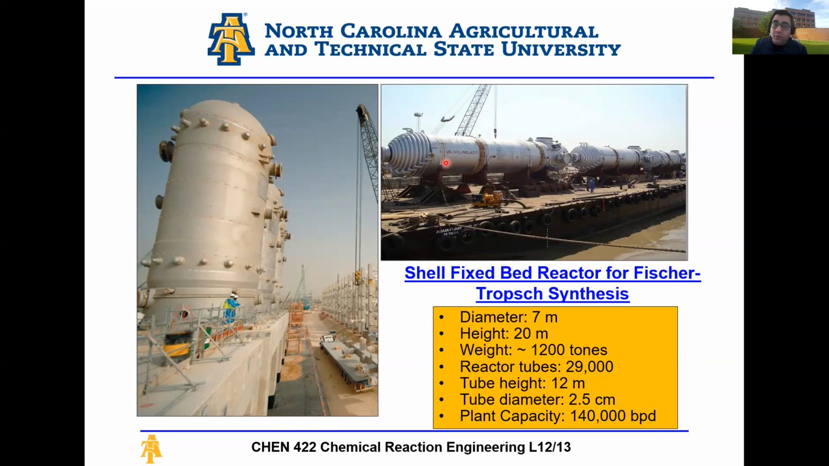7 meter diameter, 29,000 packed tubes inside this reactor, and our tube diameter is about 1 inch maybe. And they run 14 of these in parallel to basically convert syngas, which is carbon monoxide and hydrogen, into higher hydrocarbons like diesel, wax, etc., which they sell to the market.